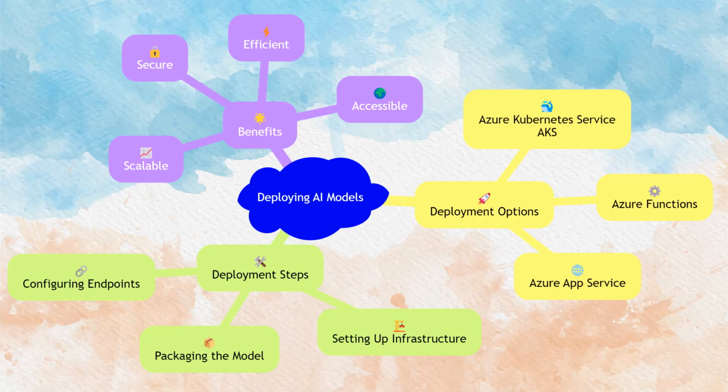Once you're satisfied with the model's performance, the next step is to deploy it. Azure offers several deployment options, including Azure Kubernetes Service, AKS, Azure Functions, and Azure App Service. These services provide scalable and secure environments for running your fine-tuned model in production. Deployment involves packaging the model, setting up the necessary infrastructure, and configuring endpoints for accessing the model. Proper deployment ensures that your AI solution is reliable, efficient, and accessible to users.